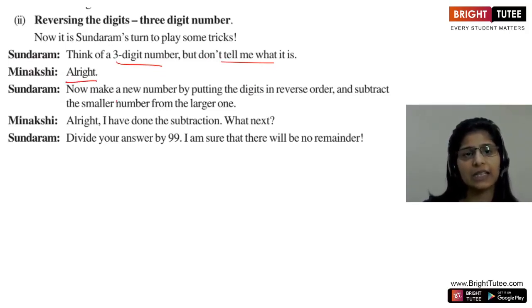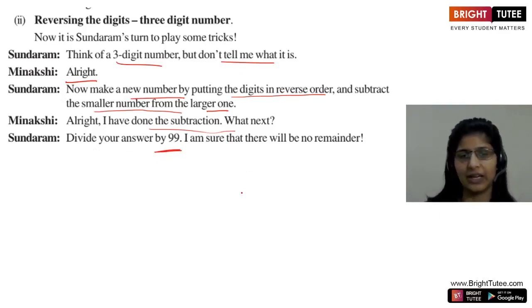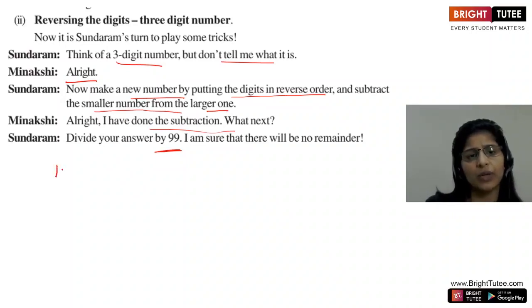Then he is asking that now make a new number by putting the digits in reverse order and subtract the smaller number from the larger one. When you do the subtraction, you have to divide your answer by 99 and you're going to get no remainder. That means 0 is the remainder that you will get. So let's try it with any number. Suppose I take 137 as the 3-digit number.